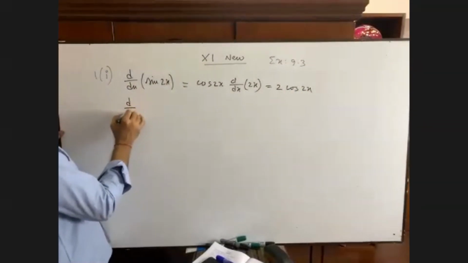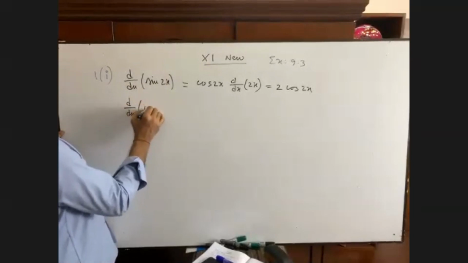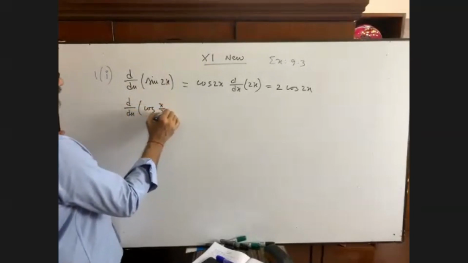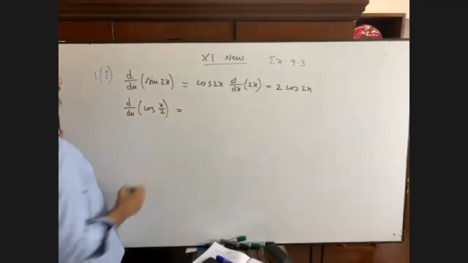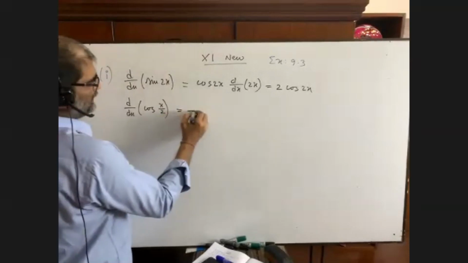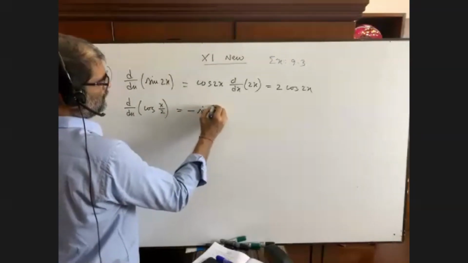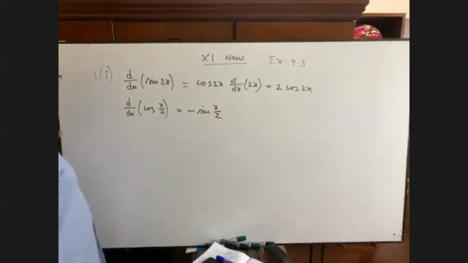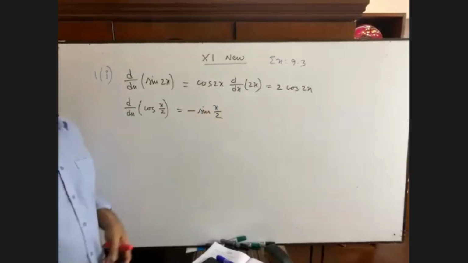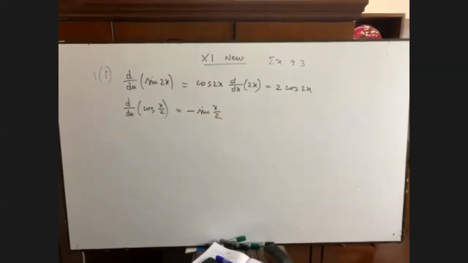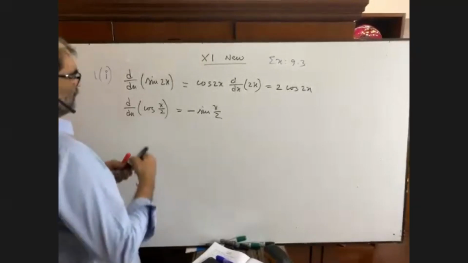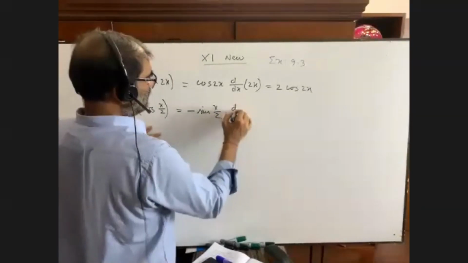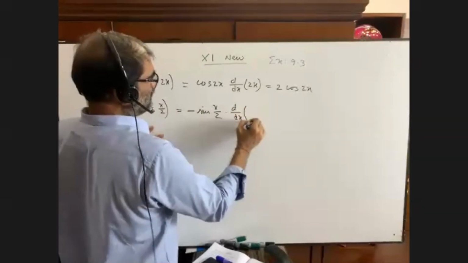d by dx of cosine x by 2. What is the derivative of cosine x by 2? Let me know. Minus sine x by 2. Are you getting it? Cosine x by 2 is what? Minus sine x by 2. Yes, sir. But we are not done yet. It is d by dx of x by 2.